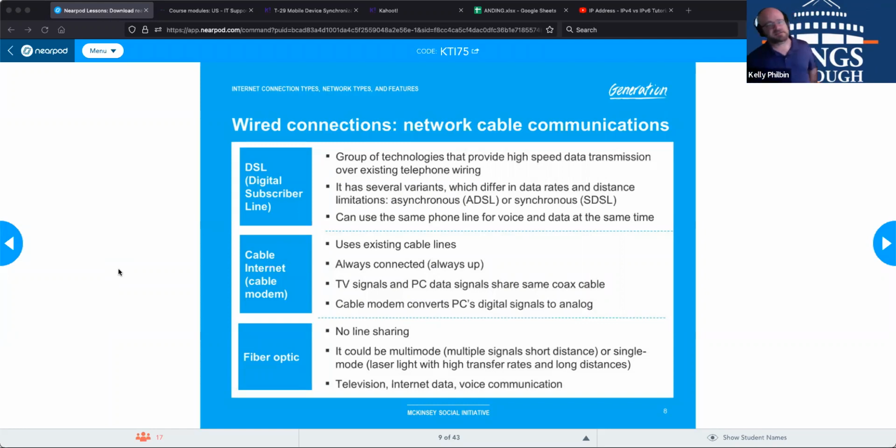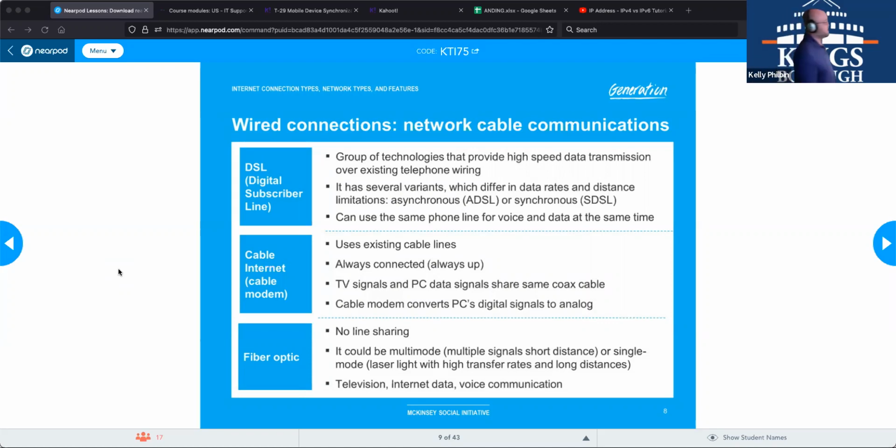Fiber optic gets us away from the copper lines, utilizing light now. So we don't have to worry about electromagnetic interference or radio frequency interference. Downfalls: no real line sharing. It's very expensive to lay. And oh boy, goodness help you if you ever break one.